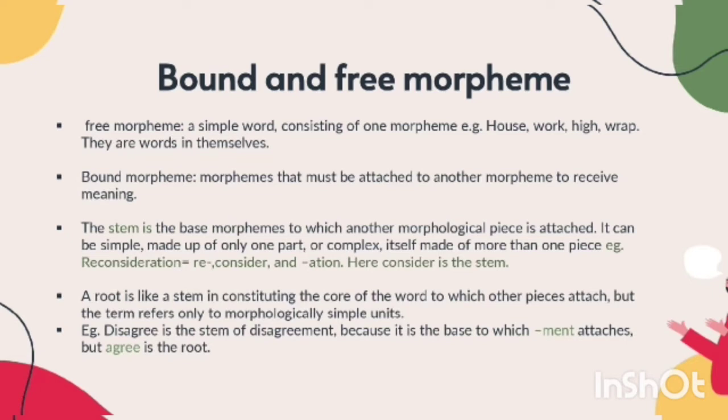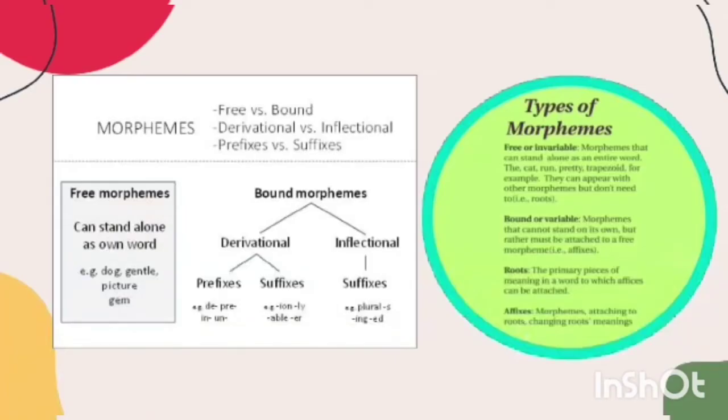A root is like a stem in constituting the core of the word to which other pieces are attached, but the term refers only to morphologically simple units. Example: disagree is the stem of disagreement because it is the base to which -ment attaches, but agree is the root. Here the pictures show the different types of morphemes, free morpheme and bound morpheme, and the bound morphemes are further classified into derivational and inflectional, and the further divisions are stated in the picture.